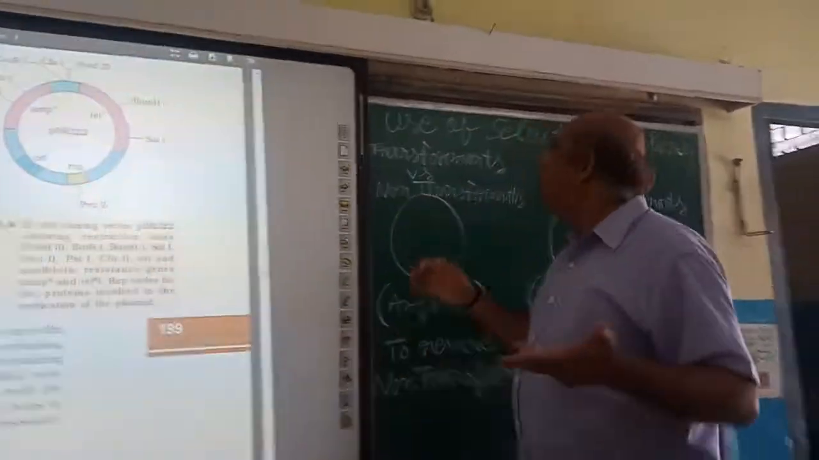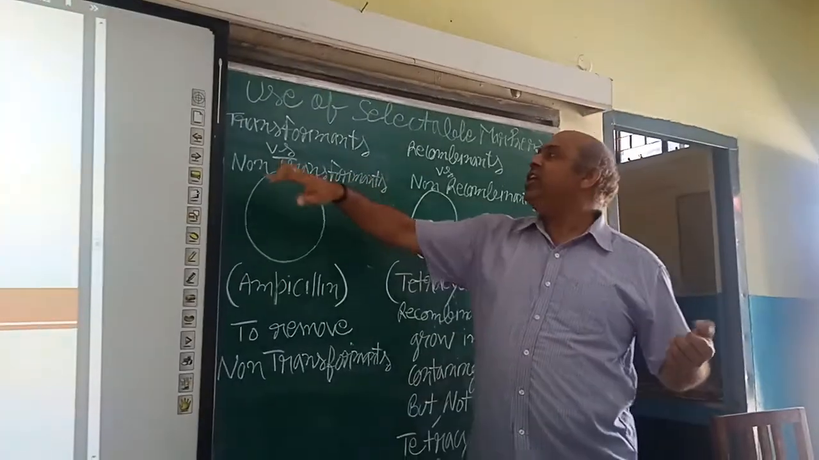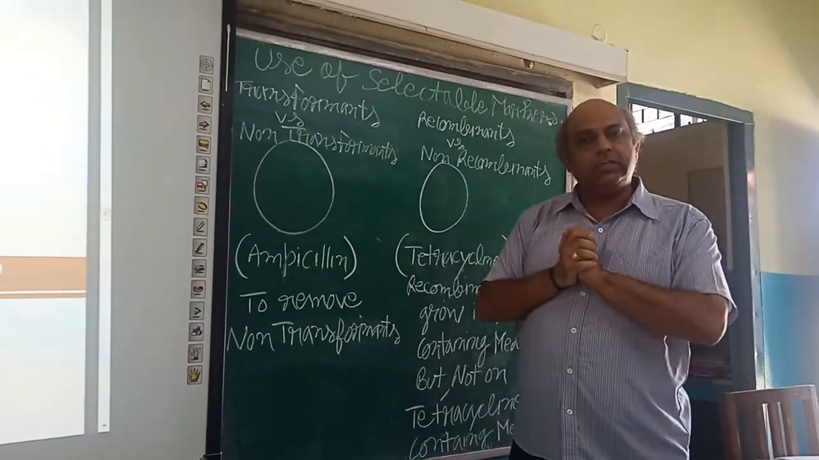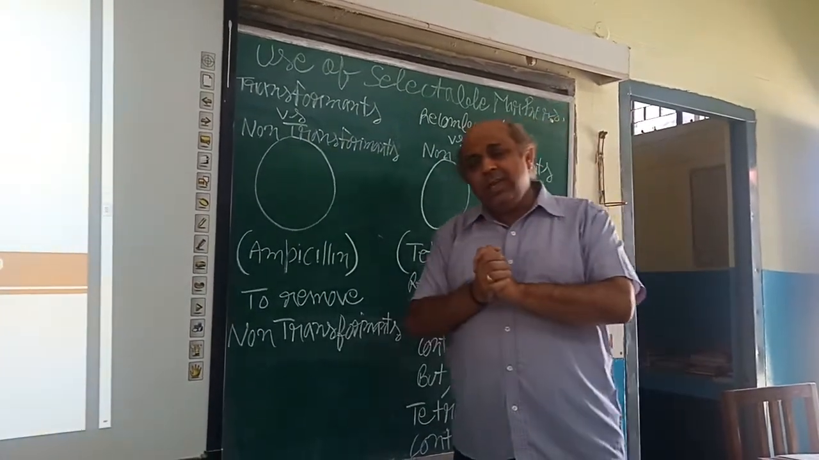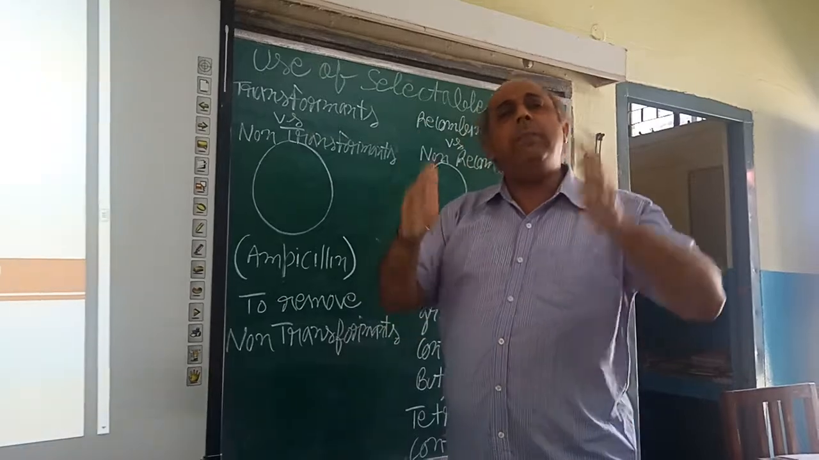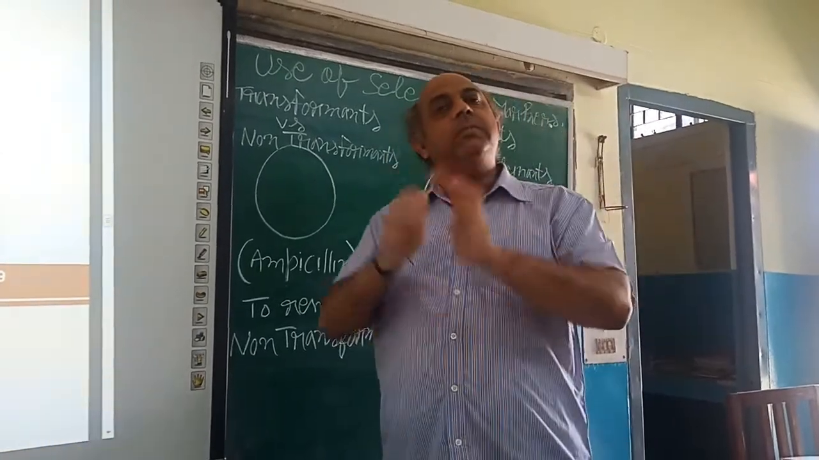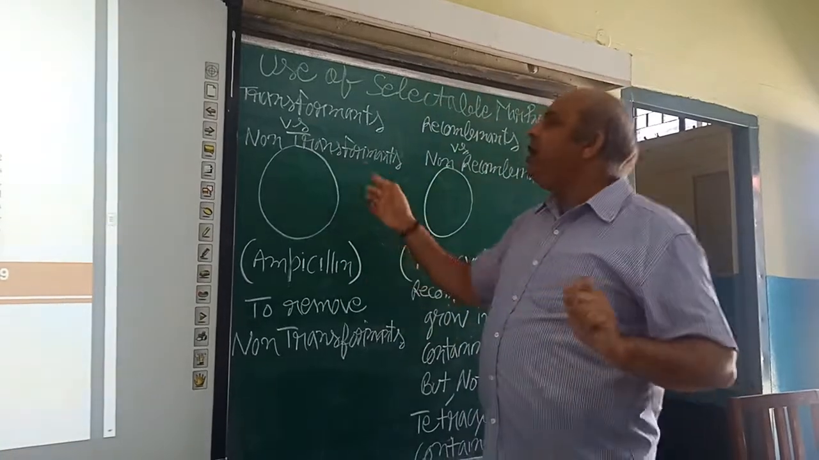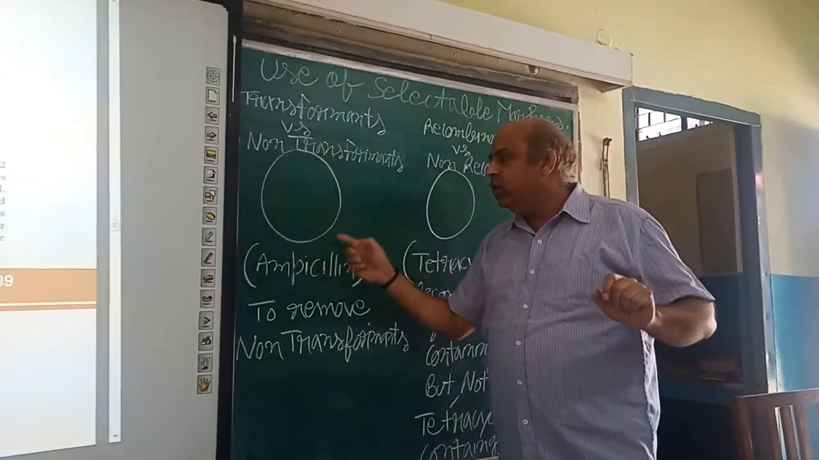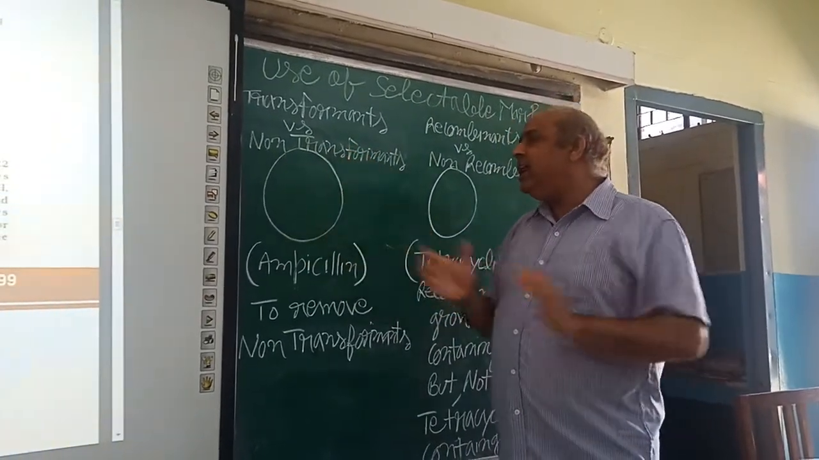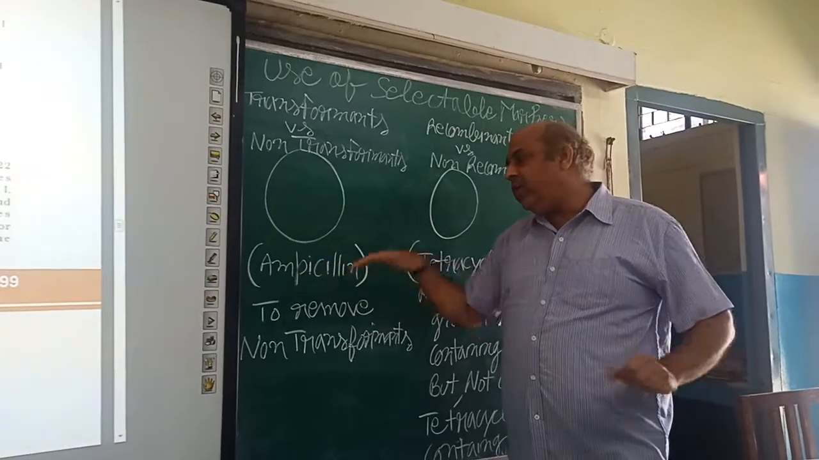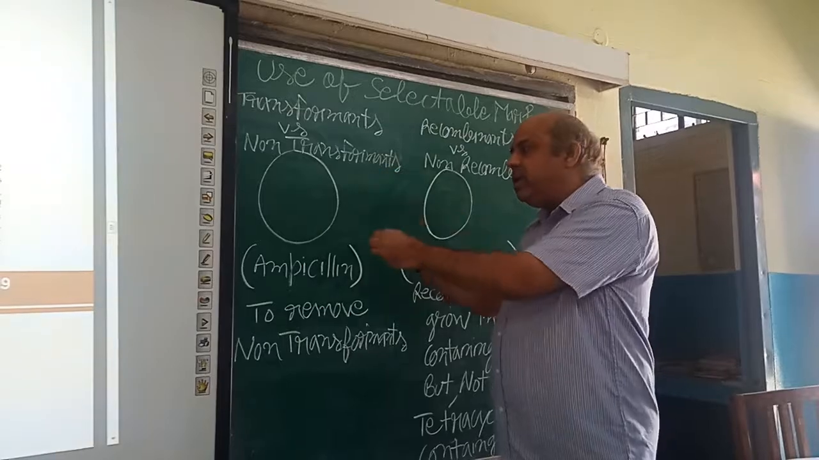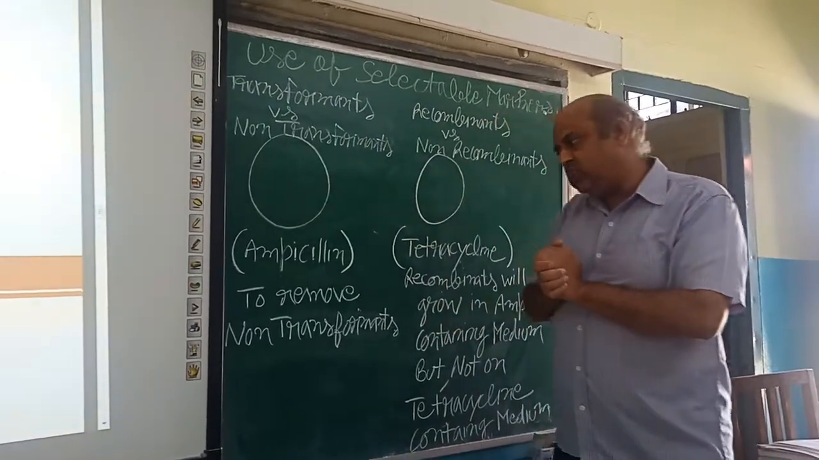First of all, we have to differentiate transformants from non-transformants. That is, we have to see which bacteria have taken up the plasmid and which bacteria have not. For this, we have to form a culture medium containing the antibiotic ampicillin. We will culture all the bacteria on that petri dish.